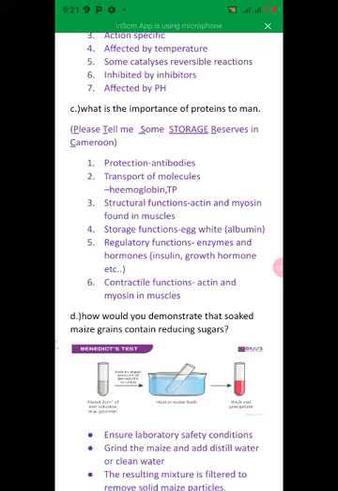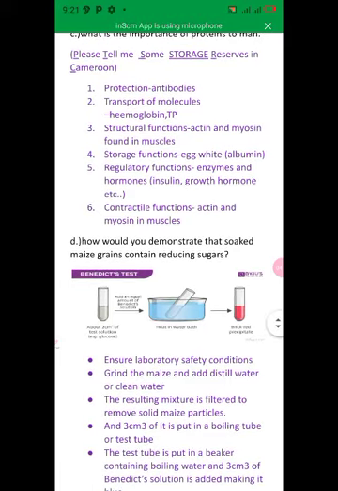Some of these hormones include insulin, which aids in regulating the amount of glucose present in the bloodstream. We equally have the growth hormone, which aids in growth. The next question is talking about how to demonstrate the presence of a reducing sugar in maize grains.